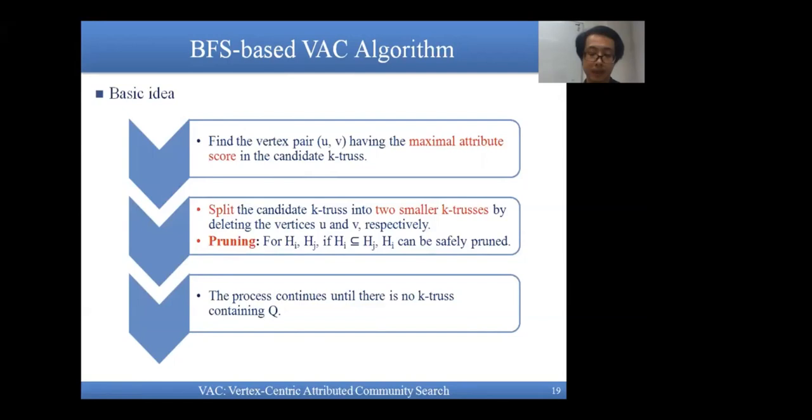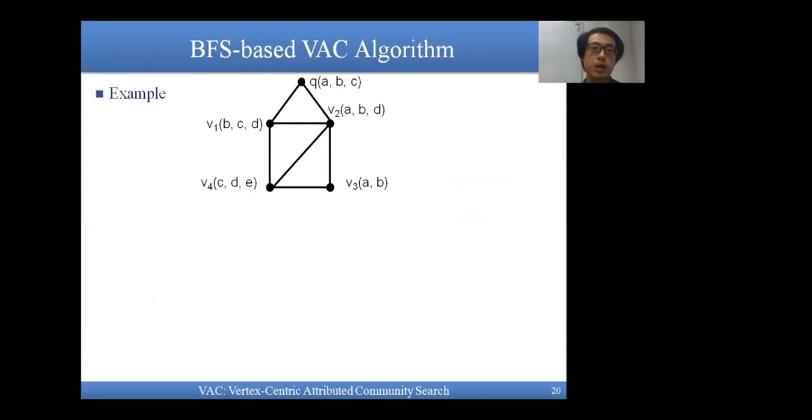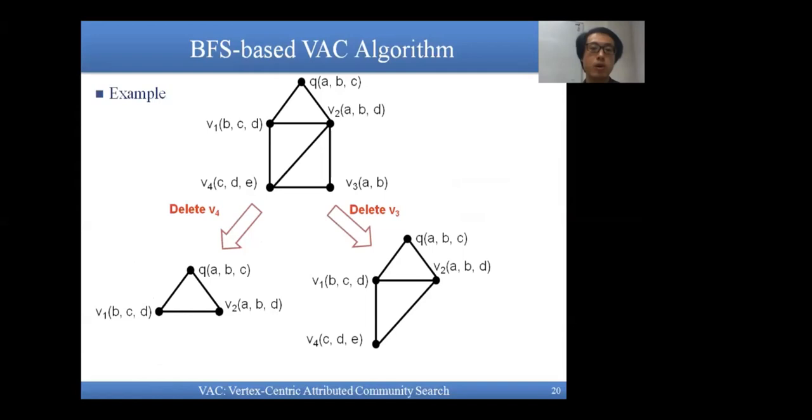We use an example to explain our second algorithm. First, we find the vertex pair that has the maximum attribute score. That is vertex 3 and vertex 4. Then we delete these two vertices respectively and get two smaller k-trusses. We find that the left k-truss is a subgraph of the right one. Hence, the left subgraph is pruned.